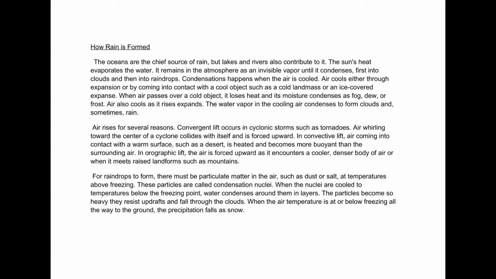For raindrops to form, there must be particulate matter in the air, such as dust or salt. At temperatures above freezing, these particles are called condensation nuclei. When the nuclei are cooled to a temperature below the freezing point, water condenses around them in layers. The particles become so heavy, they resist updrafts and fall through the clouds. When the air temperature is at or below freezing all the way to the ground, the precipitation falls as snow.